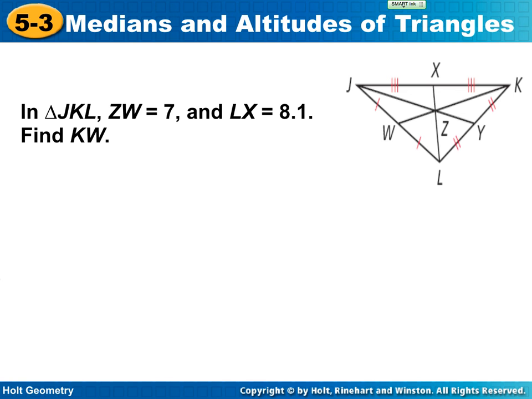Okay, let's try this one. You're supposed to find KW. KW is this whole median. So look for a measurement that's on that median. So which one did I give you? ZW, the short one was 7. So figure out the whole median.